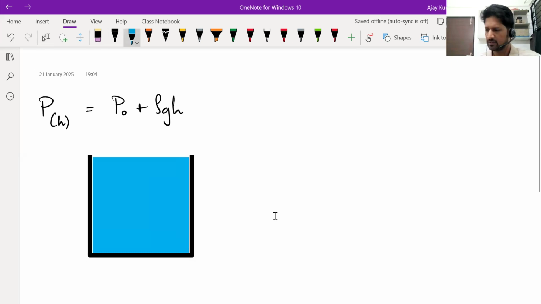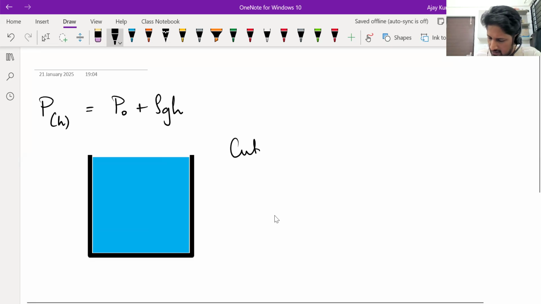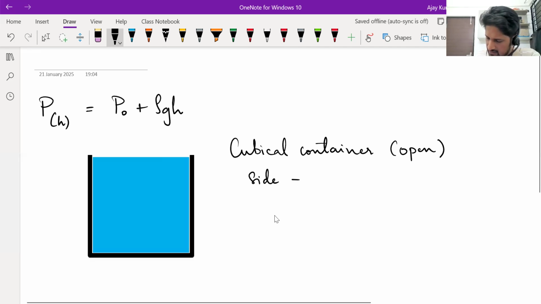So if the pressure at the upper surface of the liquid is P naught, then at a depth h it is P naught plus rho g h. It varies from depth to depth. Now consider a cubical container open at the top, which means the liquid is exposed to the atmosphere. Let's say the side of the container is A.